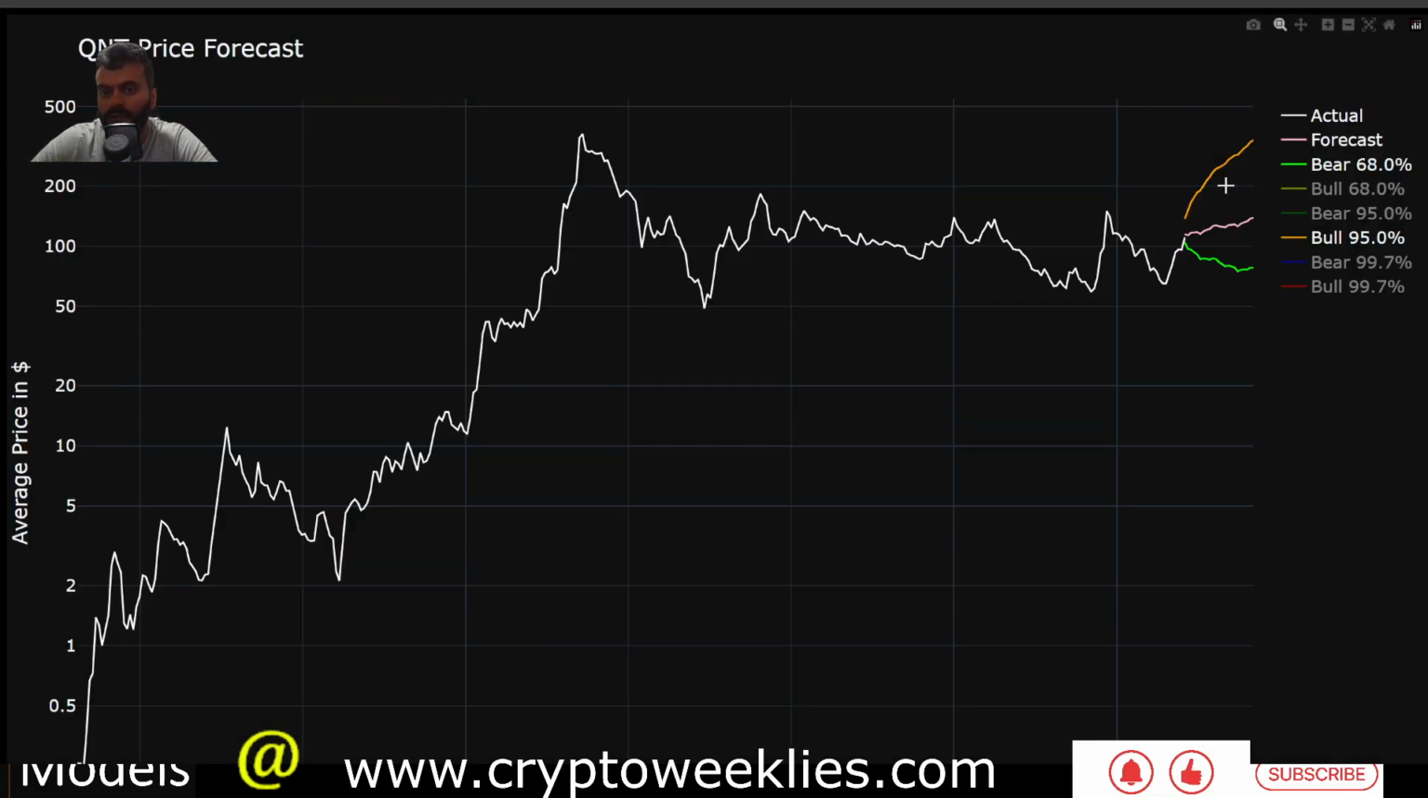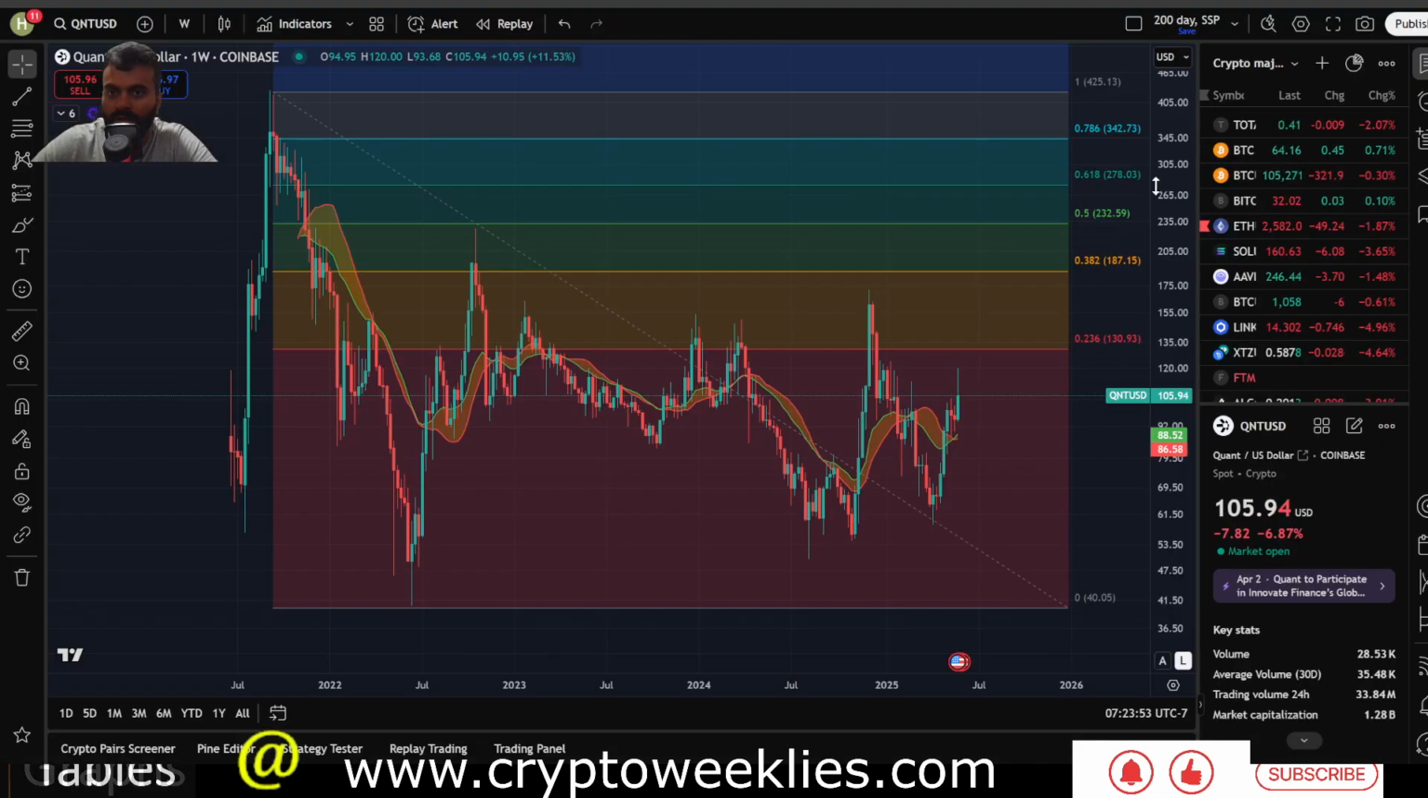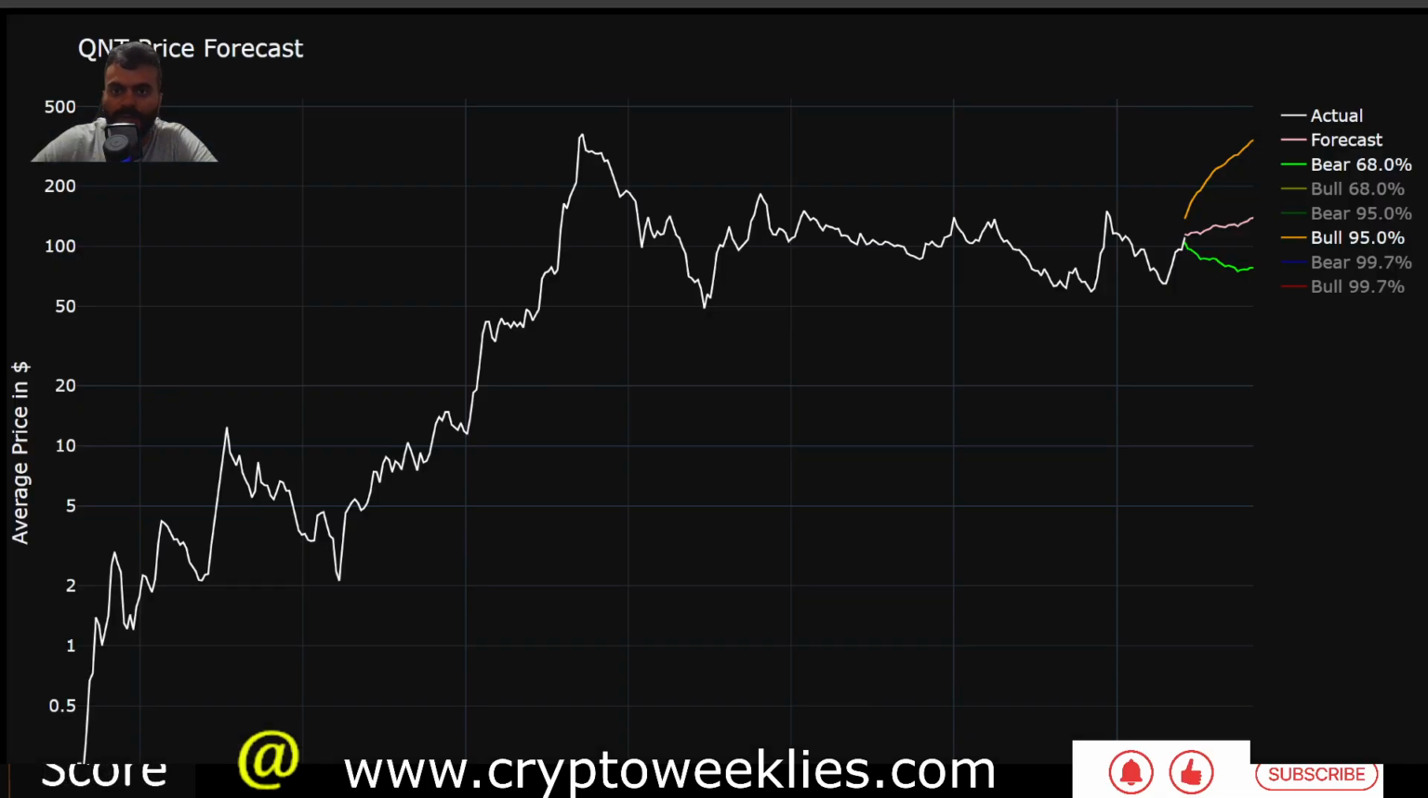So again, the euphoria case, 0.786 at around $340, the 0.5 at around $230. Those are the major areas of interest for this model. All things equal, the base case scenario highlights what could be the directionality of the price action in the next phase of the market cycle.